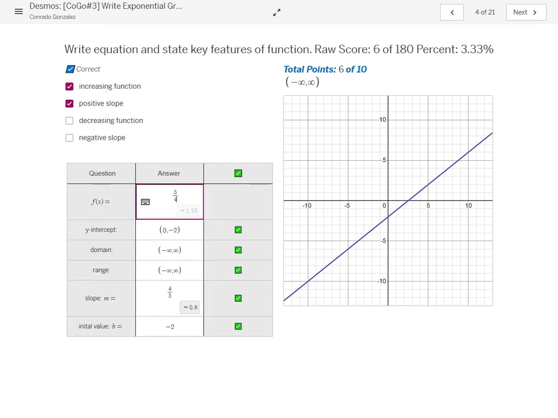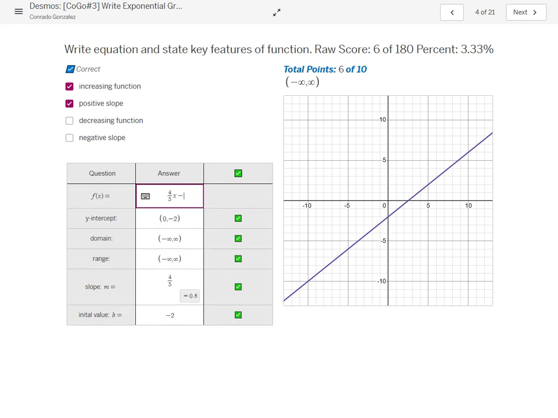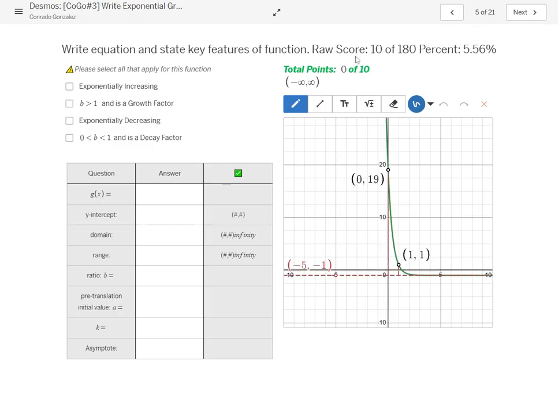So it is 4 over 5, 4 over 5x minus 2. So it's the slope times x plus the initial value. In this case, it's -2. Okay, notice I got 10 points for that. So I'm at 10.